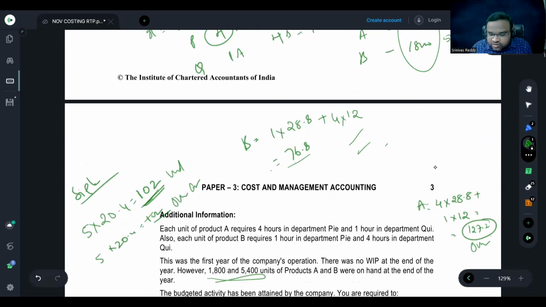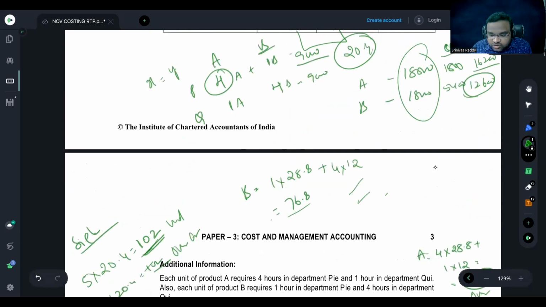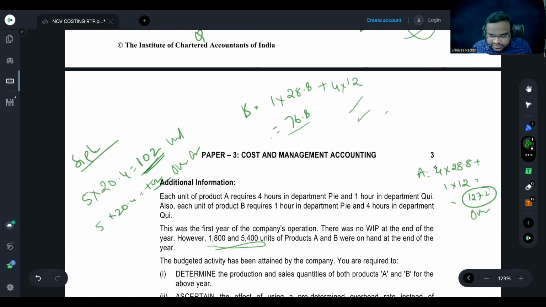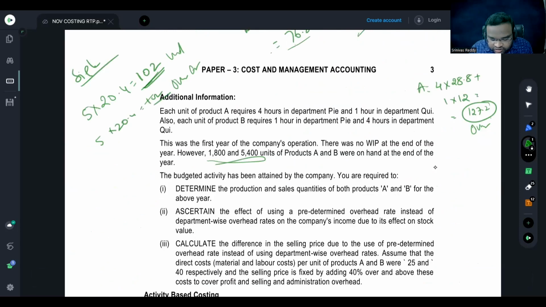Production and sales quantities you have: production is 18,000 and 18,000. Sales is 16,200 of A and 12,600 units of B. Right. Ascertain the effect of using a predetermined overhead rate instead of department-wise overhead rate on the company's income due to its effect on the stock value. Obviously, for each unit you are charging a different amount, so there will be some effect on the closing stock value. The closing stock of A is 1800 and of B is 5400. So how much you are charging extra for each unit, that we need to calculate here.